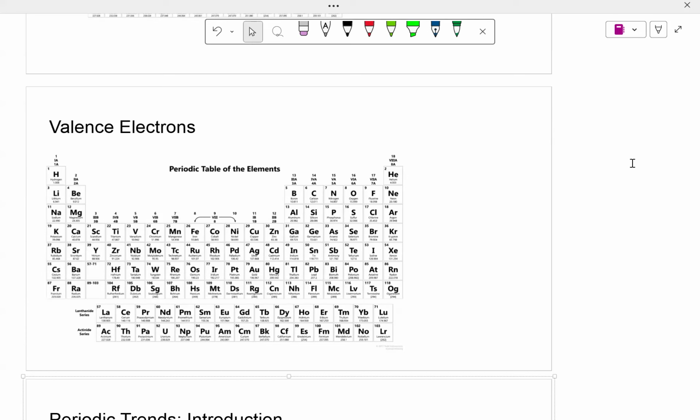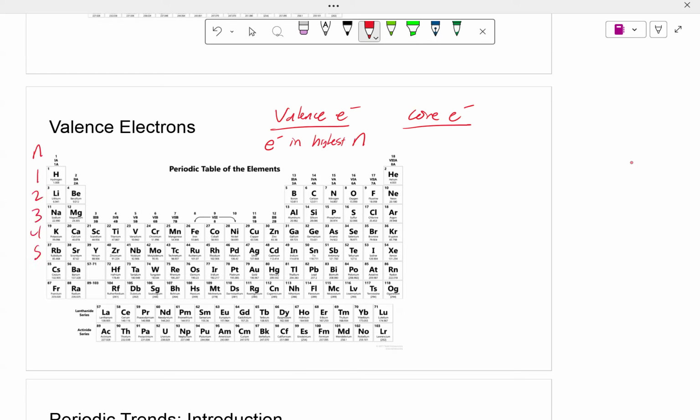But we break up electrons into two categories. There's valence electrons and there's core electrons. Valence electrons are those that are in the highest energy level, or highest N value. So again, just to review, we can always determine N by the row: 1, 2, 3, 4, 5, and so on. And the core electrons are pretty much everything inside.